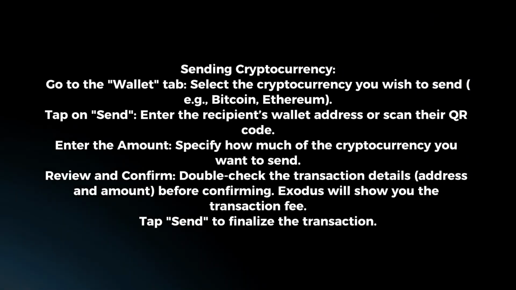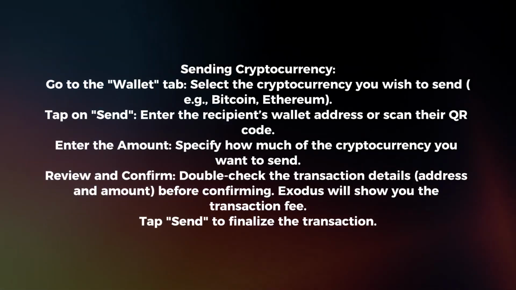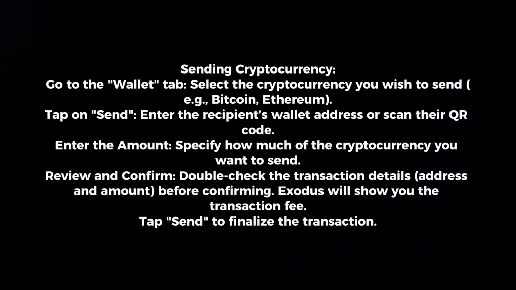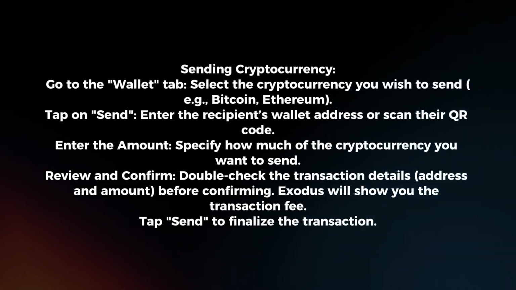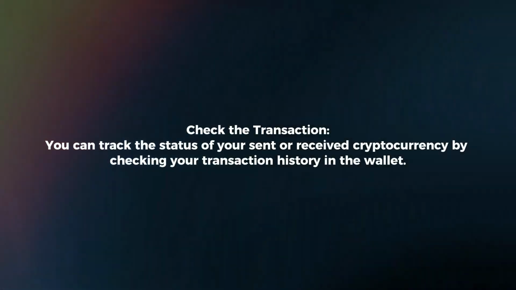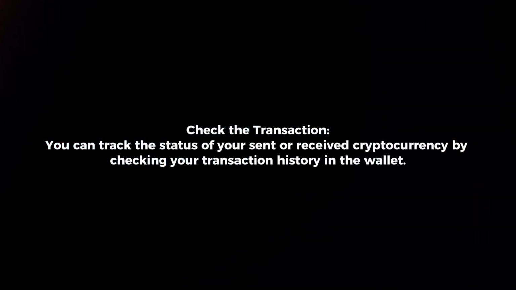Review and confirm. Double check the transaction details before confirming. Exodus will show you the transaction fee. Tap Send to finalize the transaction. Check the transaction. You can track the status of your sent or received cryptocurrency by checking your transaction history in the wallet.